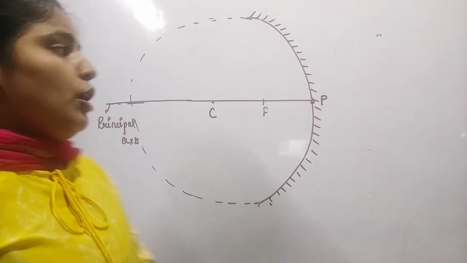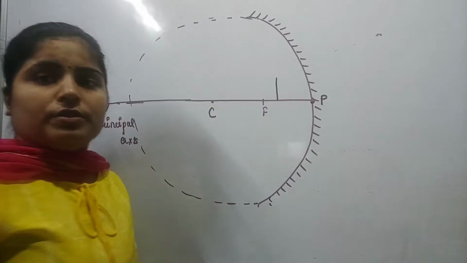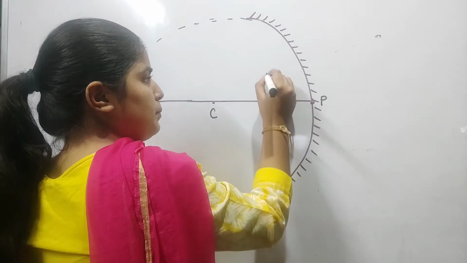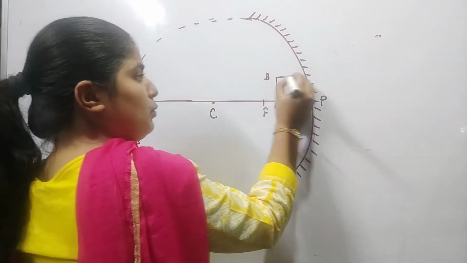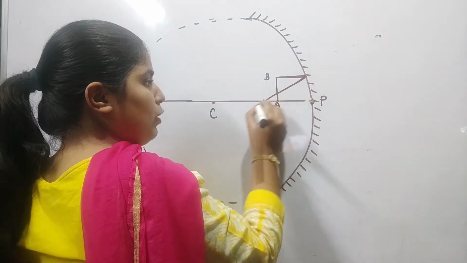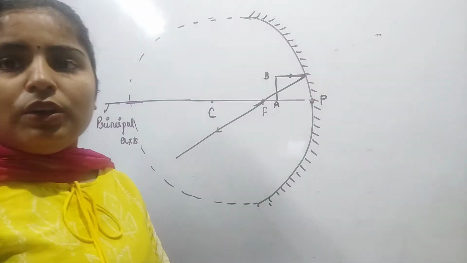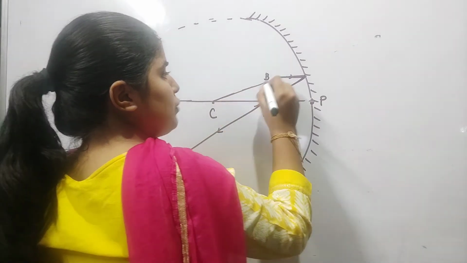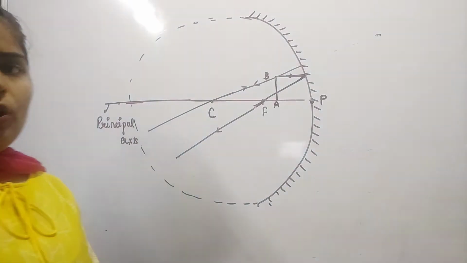Suppose we have placed the object in between the pole and the focus. Suppose AB is the object. Apply any two rules of image formation. Suppose a ray parallel to the principal axis will pass through the focus after reflection from the concave mirror. That is the first rule. Now the second rule: the ray passing through the center of curvature will retrace its path after reflection from the concave mirror.